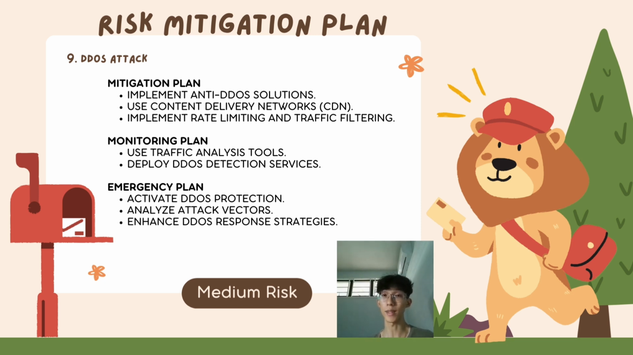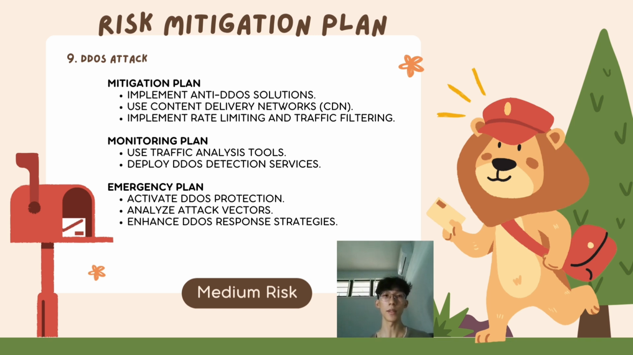For the monitoring plan, the company should continuously monitor network traffic for signs of DDoS activity using advanced traffic analysis tools. Next, employ DDoS detection services like Cloudflare or Google reCAPTCHA to provide real-time alerts and automated responses to those potential threats. And these tools can help in identifying all the unusual traffic patterns and responding promptly to mitigate the impact of the DDoS attack.